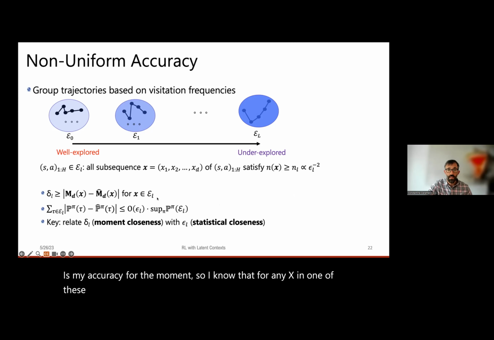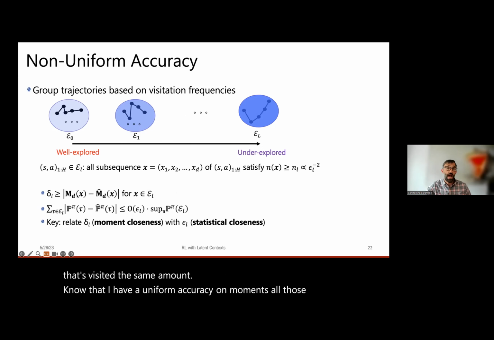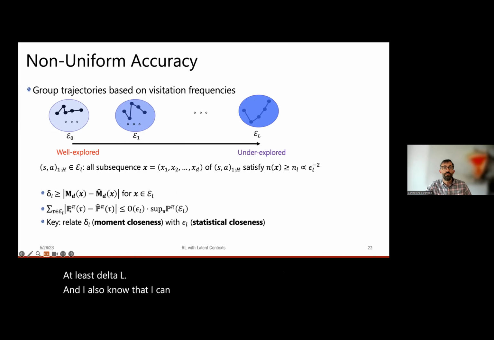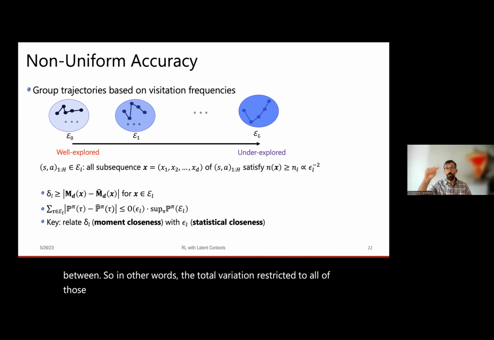So in other words, if delta L is my accuracy for the moment, I know that for any x in one of these groups, I'm using my mouse, but I'll try to make sure I'm saying it in words. So if, for every x in E sub L, that's one of those groups that's visited the same amount, I know that I have a uniform accuracy on moments. All those moments I've computed to accuracy at least delta L. And I also know there's a statistical distance, in other words, the total variation restricted to all of those trajectories that are in E L.